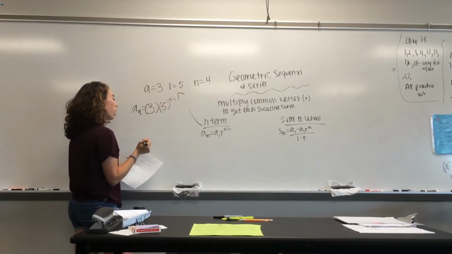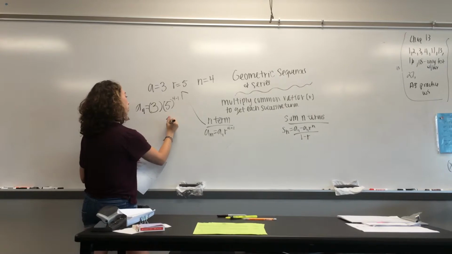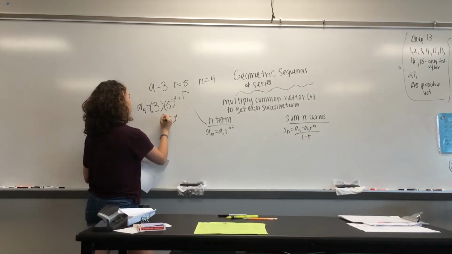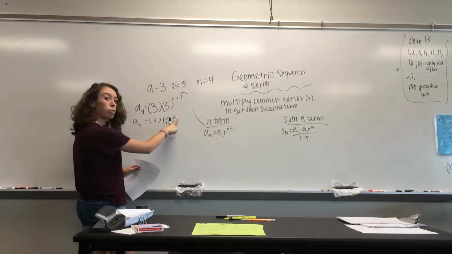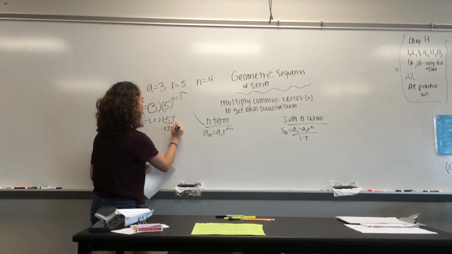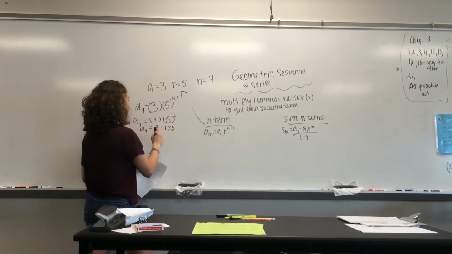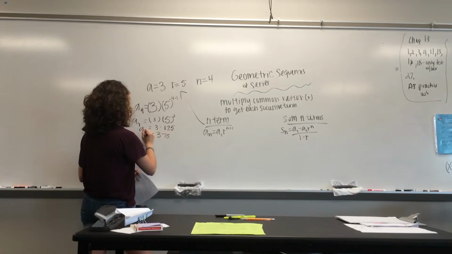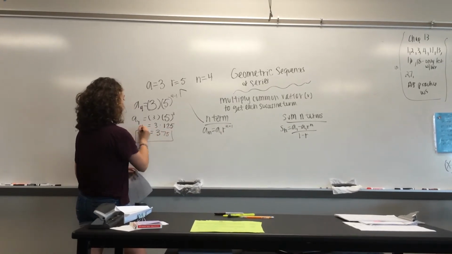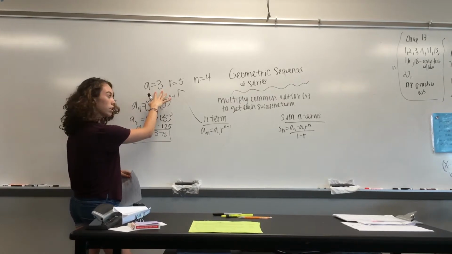All right, so you want to do the operations first. So you do 4 minus 1, which is 3. And 5 to the third power is 125, times 3. And 3 times 125 is 375. So that is the fourth term of this sequence.